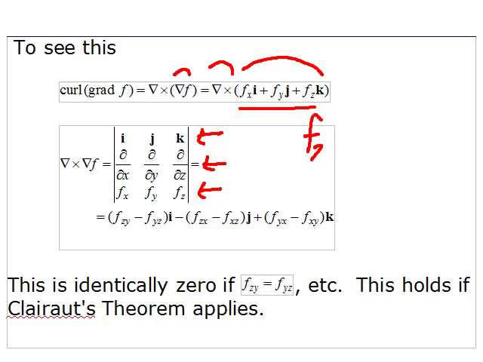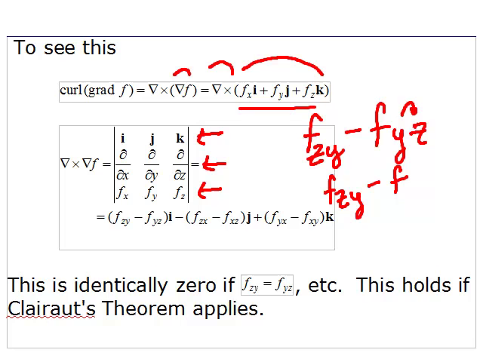Let's look at the i term. I get f zy minus f yz. Okay, if Clairaut's theorem applies, Clairaut's theorem states that if all the partial derivatives of a function are continuous, then the mixed partials can be taken in any order. So let's say Clairaut's theorem applies, then we'll just swap these two, and this can be written as f zy minus f zy, which of course is 0.